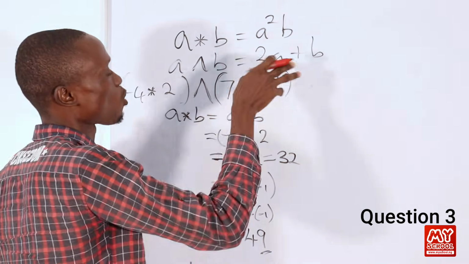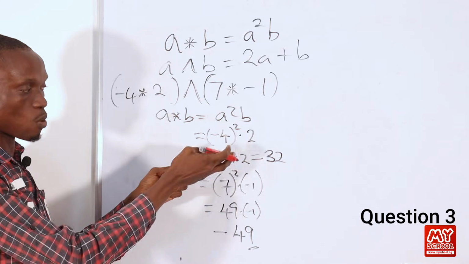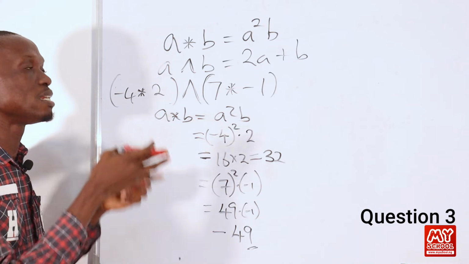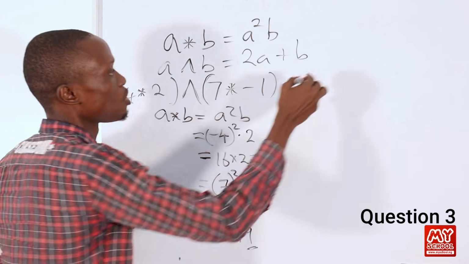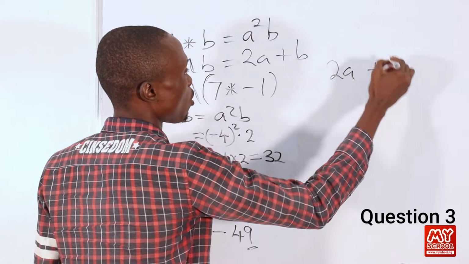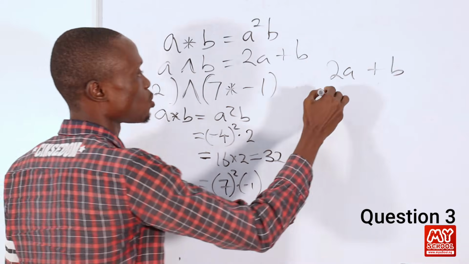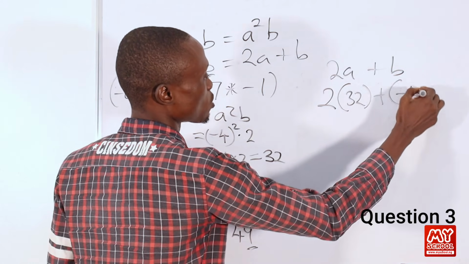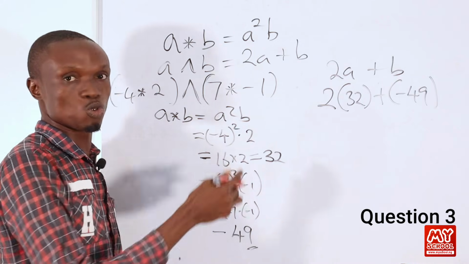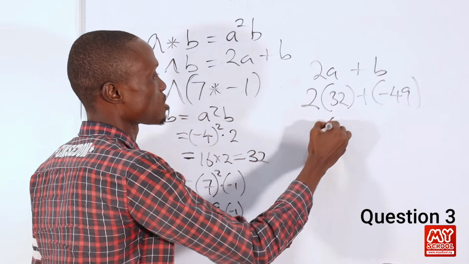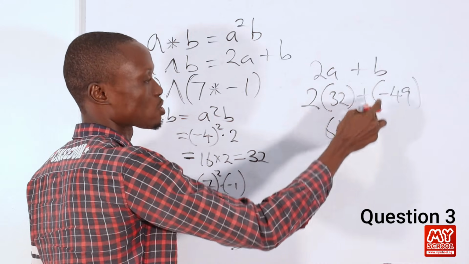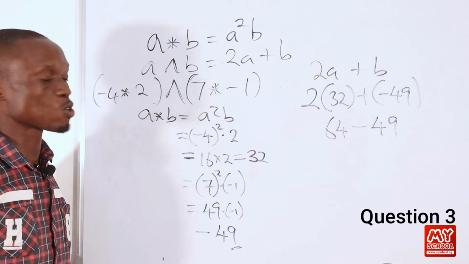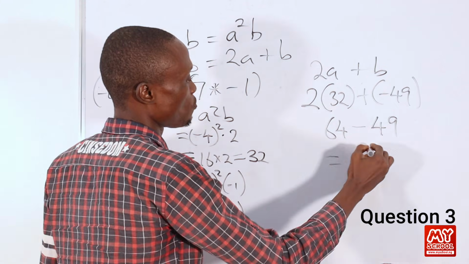So the second part is for us to just substitute. Of course, these values that you are seeing here, the 32 and the minus 49, also stand for A and B, to enable us find A delta B. Okay, so 2A plus B. Of course, we know that our A is equal to 32. So this will be 2 brackets 32 plus minus 49. Okay, now 2 times 32 will equal 64. Then minus times plus will give us minus 49. So 64 minus 49 will be equal to 15.